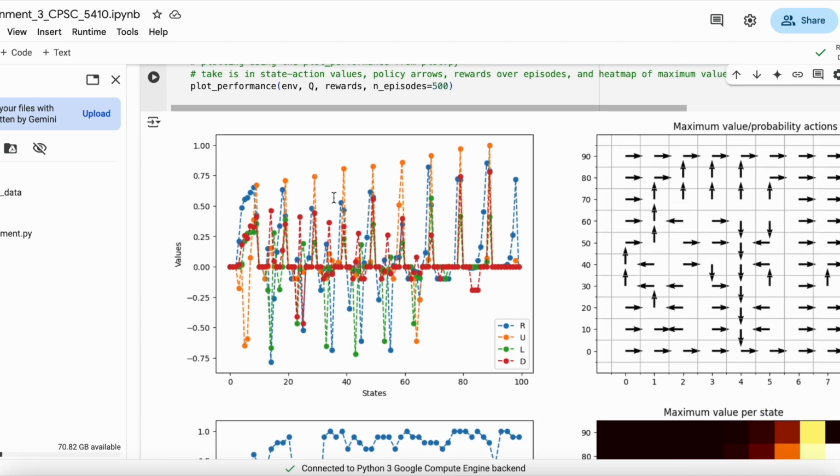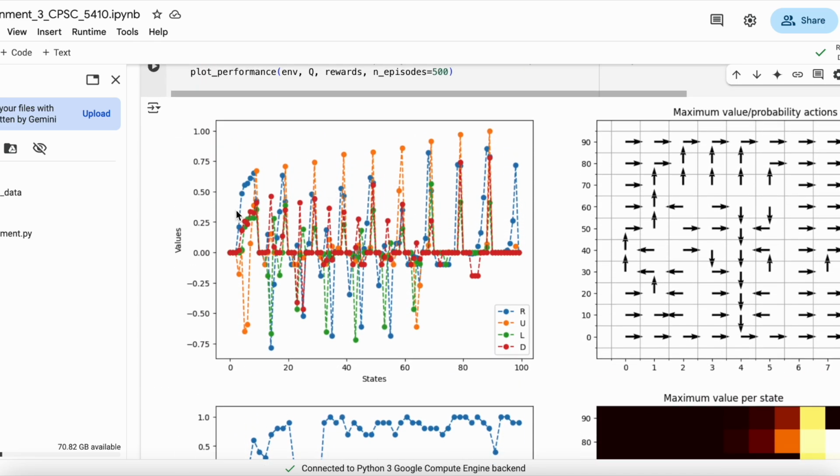So then we get these four graphs. For this first graph, the top left one, each dot represents the learned Q value of an action in a specific state. The R stands for right, U is upper, L is left, D is down. The x-axis is the state numbers that range from 0 to basically 99, since Quentin's world is 10 by 10, so that's 100 states. 0 through 99 is 100.